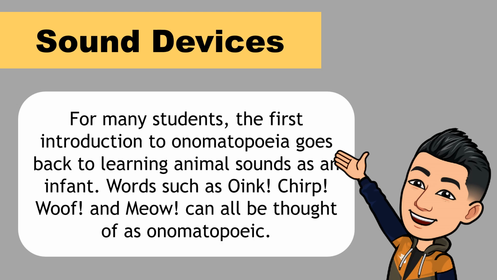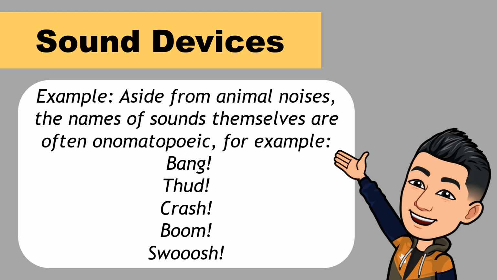For many students, the first introduction to onomatopoeia goes back to learning animal sounds as an infant. Words such as oink, chirp, woof, and meow can all be thought of as onomatopoeic. Example: aside from animal noises, the names of sounds themselves are often onomatopoeic. For example, bang, thud, crash, boom, swoosh.